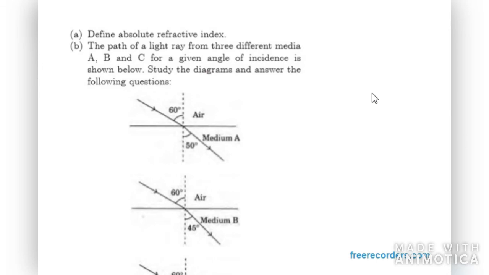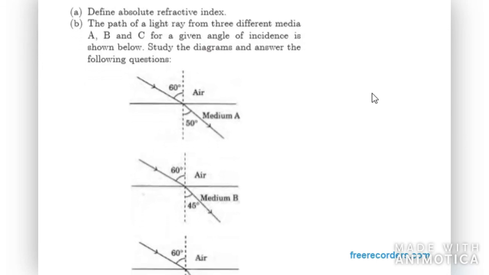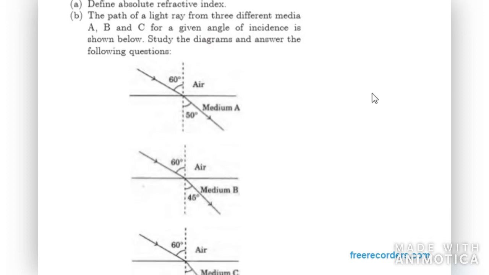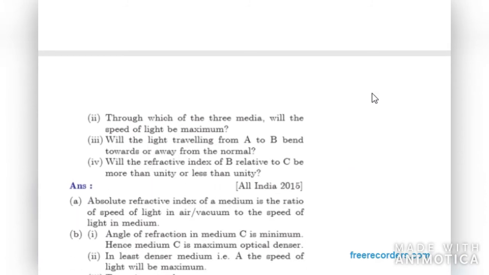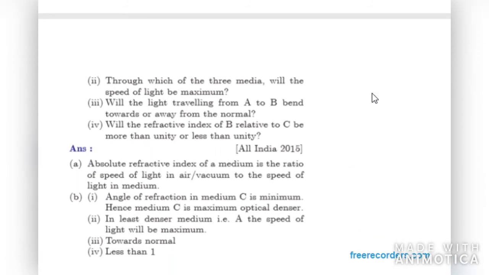Now moving on to next, it says define absolute refractive index. The path of light ray from three different media A, B and C for a given angle of incidence is shown below. Study the diagrams and answer the following question. So for absolute refractive index, you have to write that it is the ratio of speed of light in air or vacuum to the speed of light in medium. So you have to define the ratio part of it.